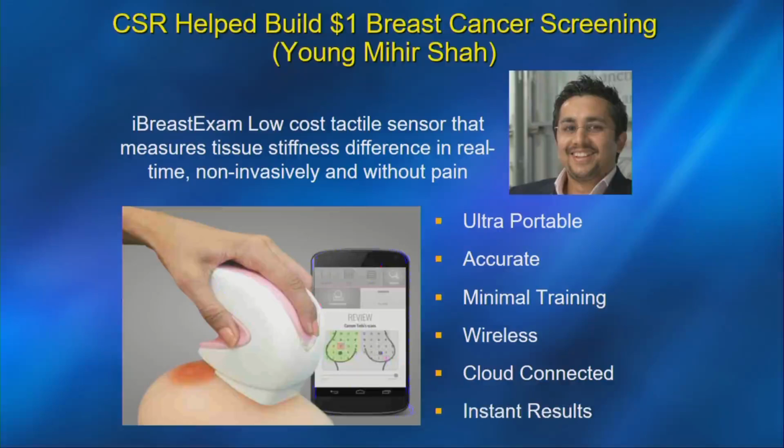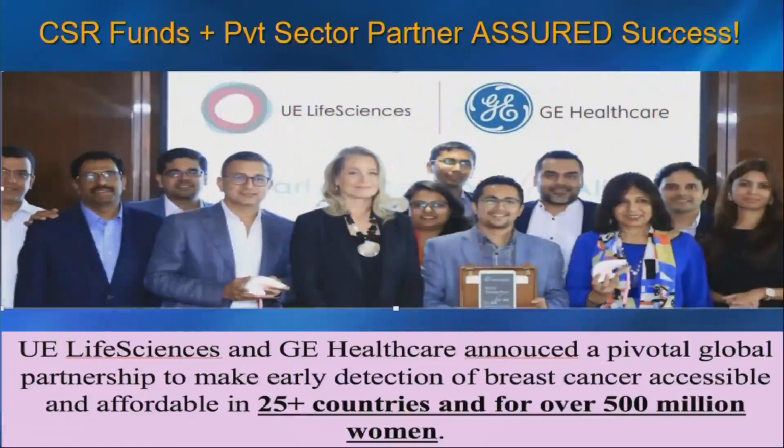So, he has delivered. But has it been deployed? Yes, look at this. He was helped by CSR funds. The private sector partners came in, like GE Healthcare. They joined together, and now they are going to 25 countries and for over 500 million women. Can you imagine a non-invasive $1 breast screening test, which has been, by the way, FDA approved as well as CE certified in US. That's what we mean by disruptive inclusive innovation.